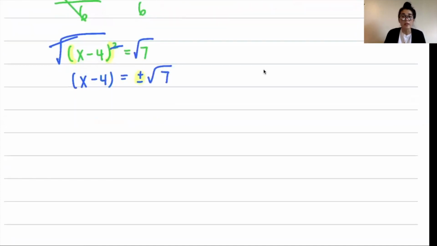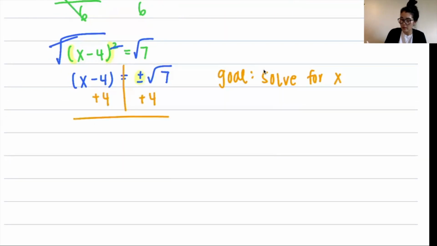All right. Now, again, the goal is to isolate x. So remember, the goal is to solve for x. Here, if I was solving this problem, my last step to get x by itself would be to add 4. So we would have x is equal to 4 plus or minus the square root of 7. An answer like this is called radical form, where you leave it inside of the square root.